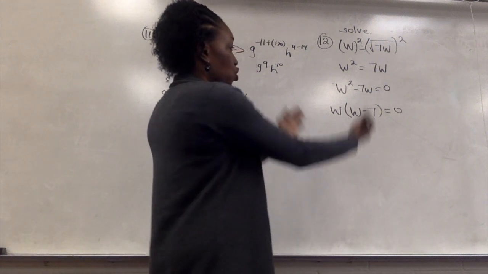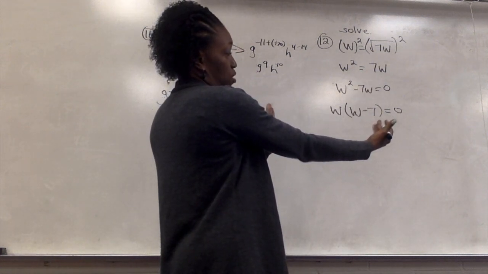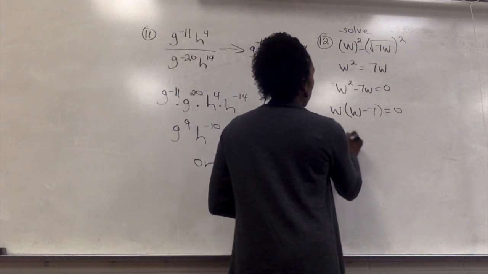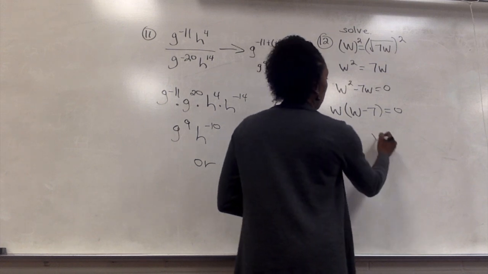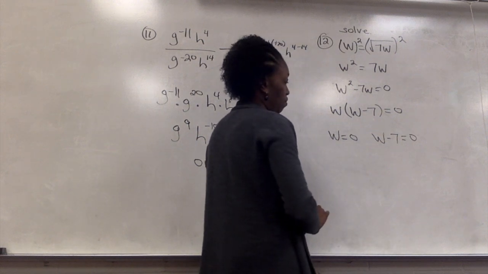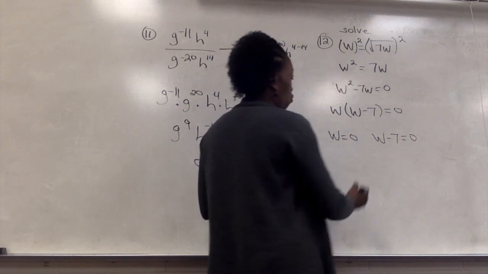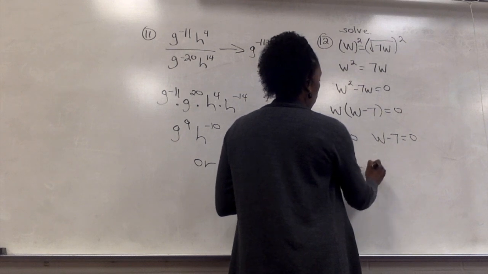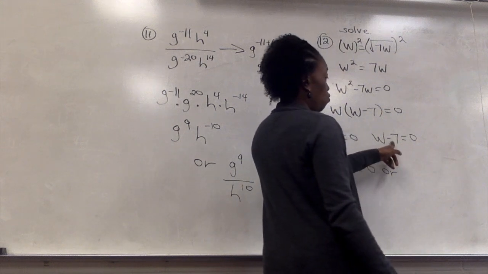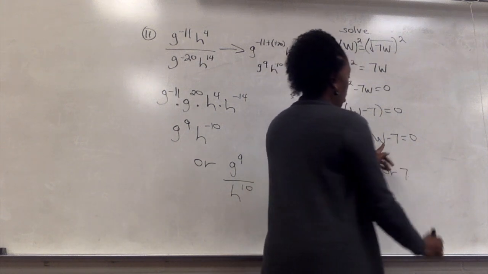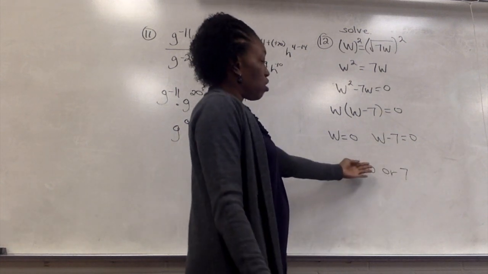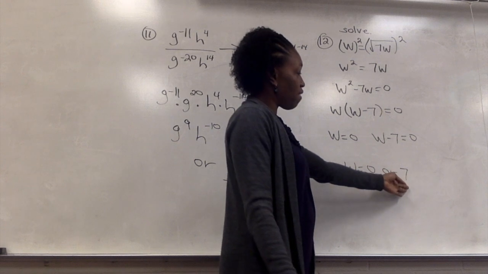Now I have two separate terms here that I'm going to set equal to 0. So w will be set equal to 0. w minus 7 will be set equal to 0. So then, of course, my answer will be w is equal to 0, or w will be equal to 7 because 7 minus 7 will give me 0. So these would be your two answers, 0 or 7.